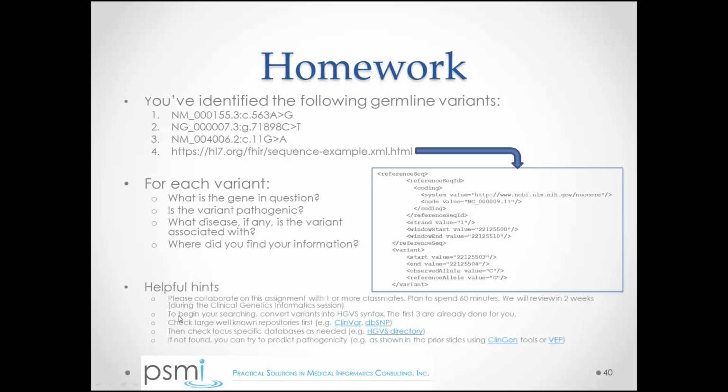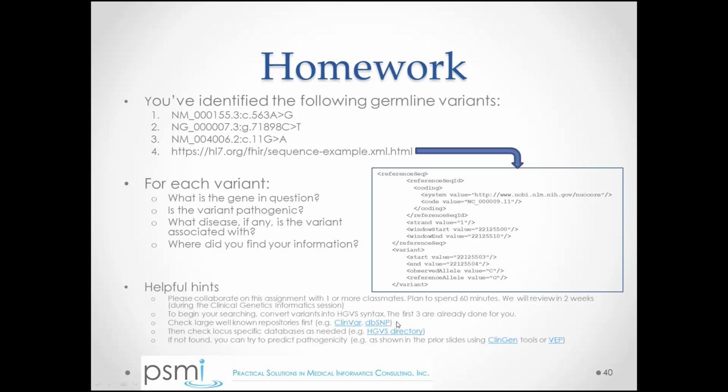So here's a helpful way to begin your searching. To start, convert variants into HGVS syntax. That's the way you want to search. The first 3 are already done for you. The 4th one would have to be converted into HGVS syntax. Then, using your HGVS syntax, begin by searching large, well-known repositories, such as ClinVar or dbSNP.